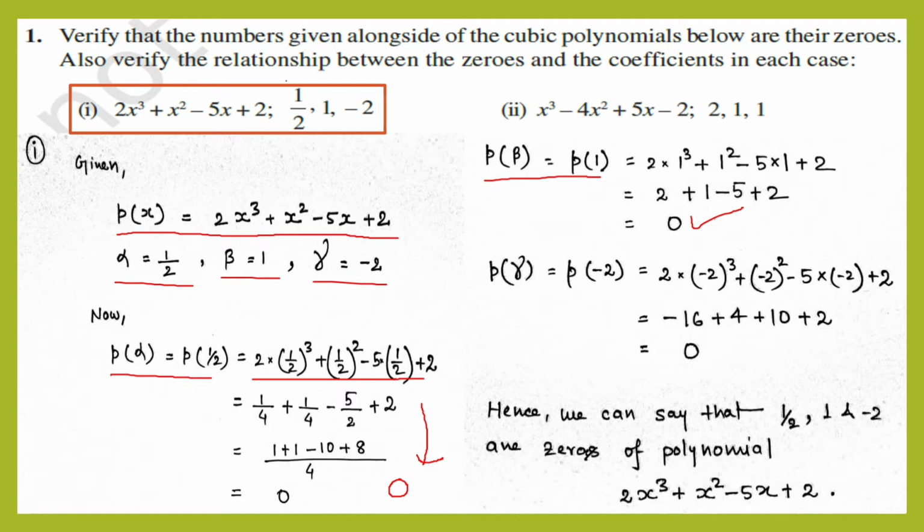Now we calculate p of gamma, that is p of minus 2, and this also comes out to be 0. That means minus 2 is also a zero of the given polynomial p of x. Hence we can say that 1 by 2, 1 and minus 2 are zeros of the given polynomial 2x cube plus x squared minus 5x plus 2. Let's go to the second part of this question.